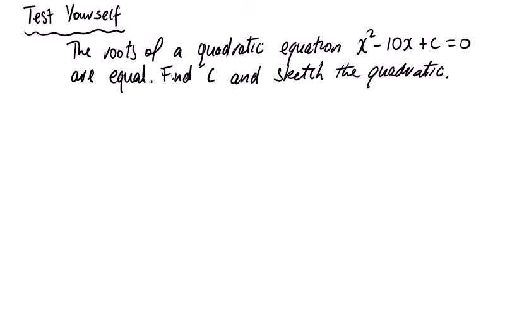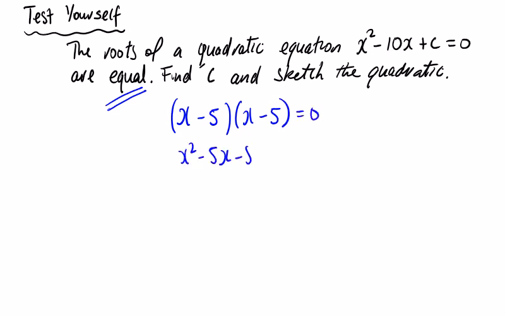So again, pause the video, try this question. The roots of a quadratic equation, x squared minus 10x plus c, are equal roots. Find c and sketch the quadratic. Okay, so you should be able to identify that. If we have x squared minus 10x, and the roots are the same, we'd have to have x minus 5 by x minus 5 to give x squared minus 10x. Now you don't need to multiply it out if you know how to do it, plus 25, but it does give us c. So we can see here we're going to have x squared minus 10x plus 25 equals 0.